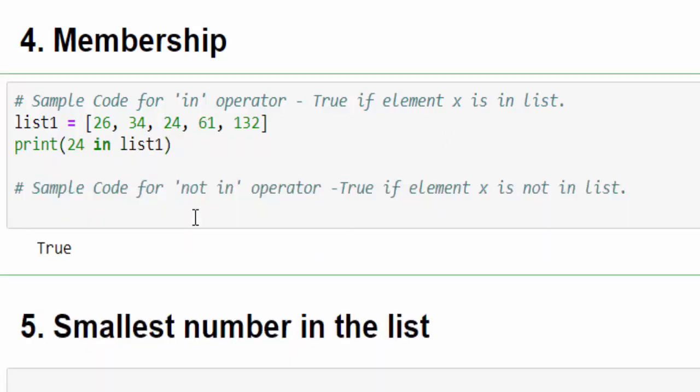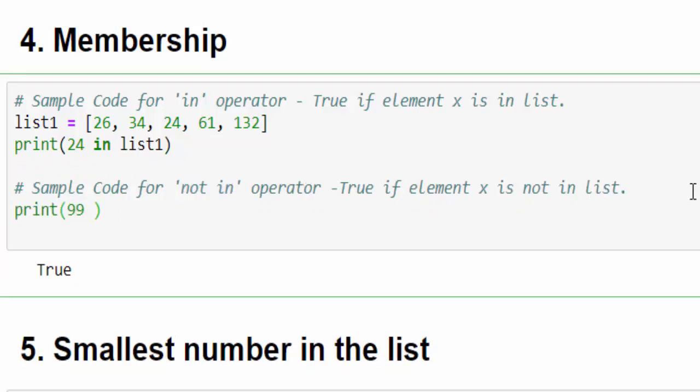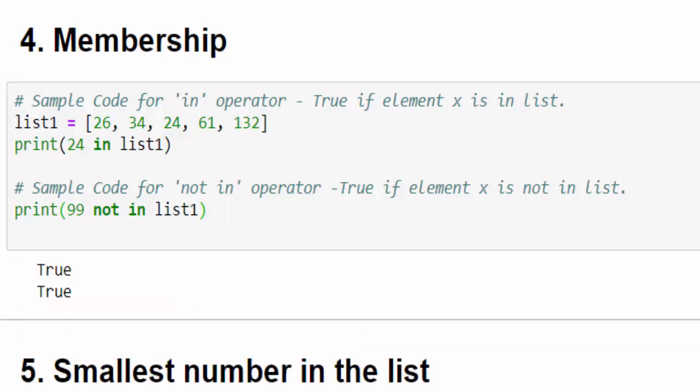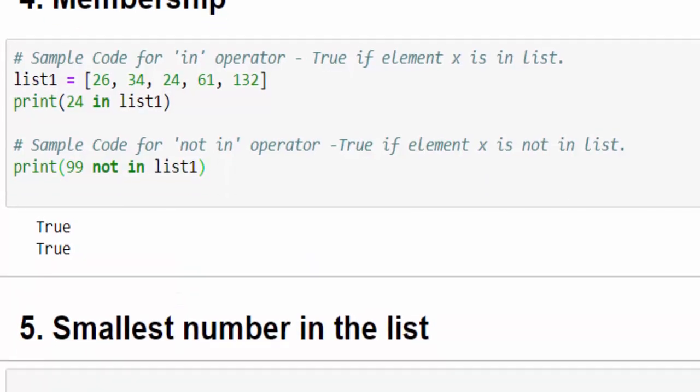And the next one is similar, not in. The not in will display true if the value is not available. Print 99 not in list 1. The 99 is not available, it will go and check. The value is not available, so you will get true. That's how the membership operator works.